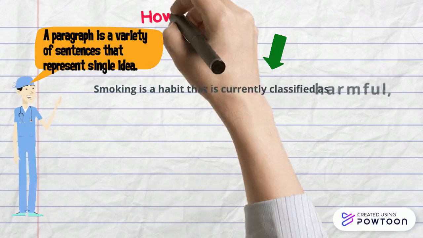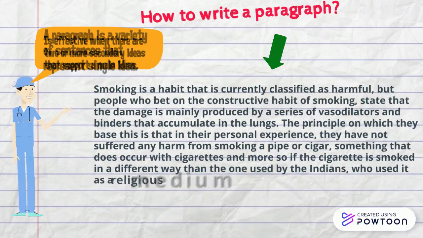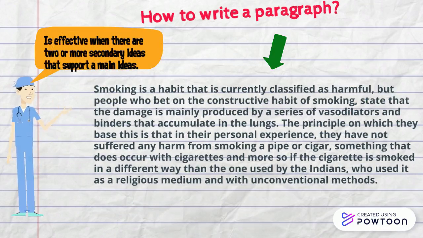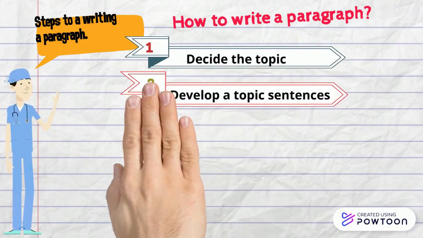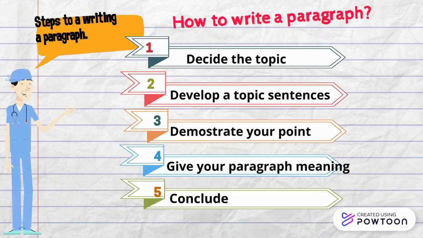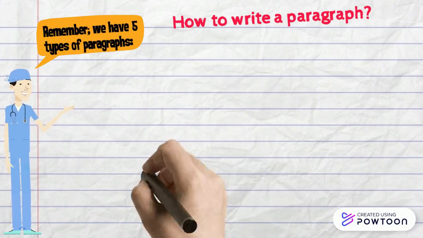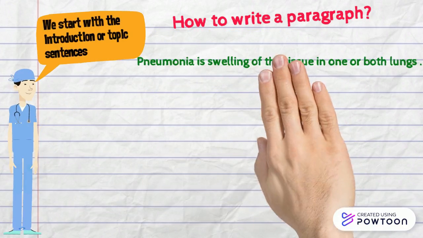They are quick. A paragraph is a group of sentences that represent a single idea, and is effective when there are 2 or more secondary ideas that support the main idea. Steps to writing a paragraph: decide the topic, develop a topic sentence, demonstrate your point, give your paragraph meaning, and conclude. We have argumentative, conceptual, descriptive, expository and narrative paragraphs.